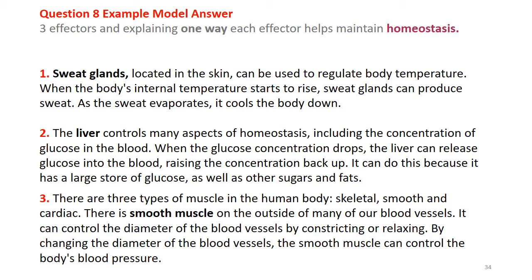And a third effector: there are 3 types of muscle in the human body. You have skeletal, smooth and cardiac. There is smooth muscle on the inside of many of our blood vessels. It can control the diameter of the blood vessels by constricting or relaxing. By changing the diameter of the blood vessels, the smooth muscle can control the body's blood pressure.